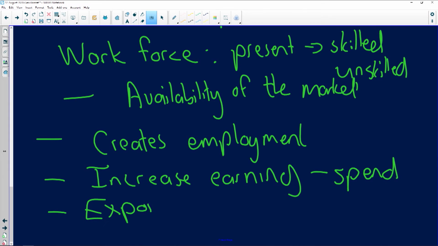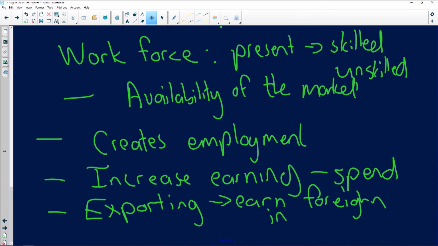Now, I've mentioned it. What do we do with these cars? Not all these cars are being sold in South Africa. No, they go to the Americas. They go to Asia. So what does exporting do? Exporting, we earn foreign income.